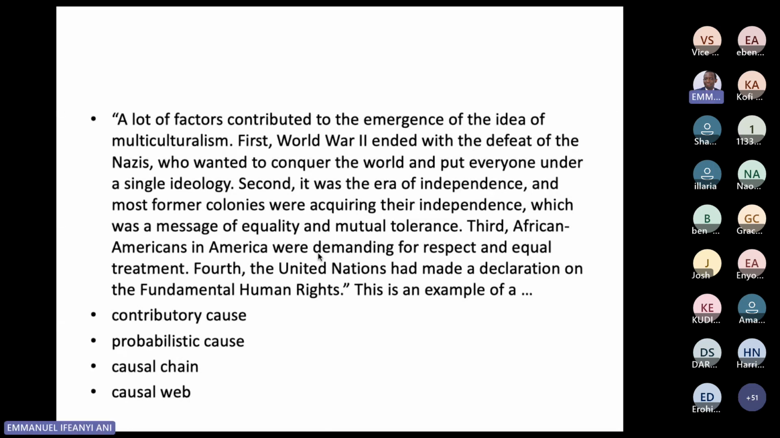A lot of factors contributed to the emergence of the idea of multiculturalism. First of all, World War II ended with the defeat of the Nazis, who wanted to conquer the world and put everyone under a single ideology. Second, it was the era of independence, and most former colonies were acquiring their independence, which was a message of equality and mutual tolerance. Then thirdly, African Americans in America were demanding respect and equal treatment. And fourth, the United Nations had made a declaration for the fundamental human rights. So we have four different developments, and they all contributed to the emergence of the idea of multiculturalism. So what is the answer?